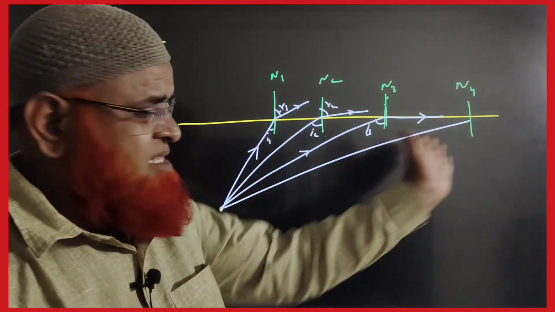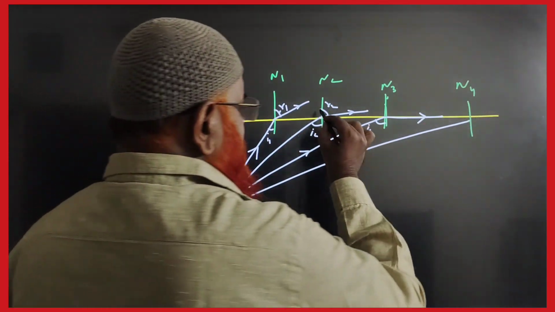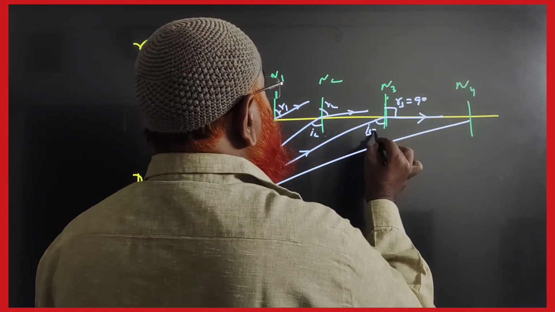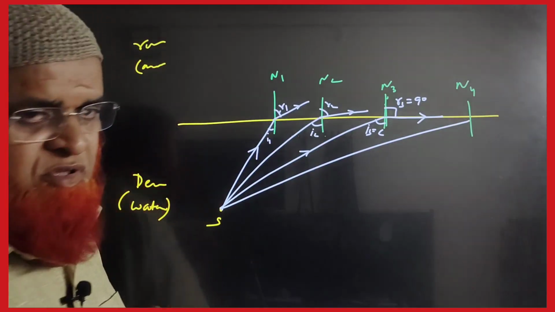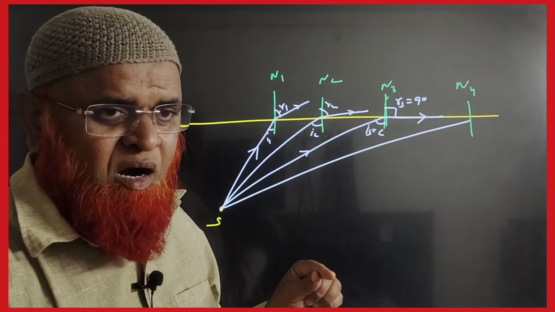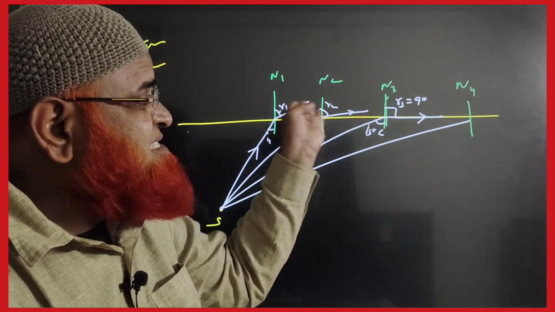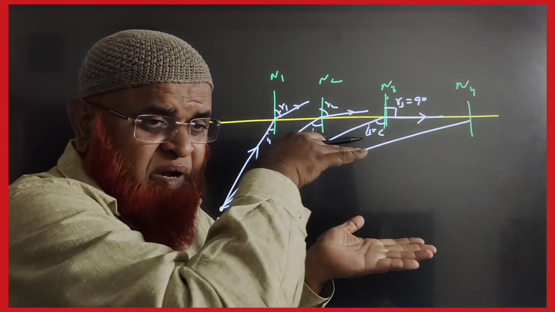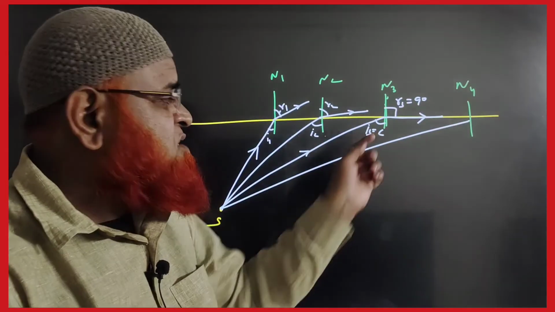When a light ray grazes, then this R2 will become R3, which is 90 degrees, and then it is called critical condition. We call it the critical angle. The critical angle is when the refracting angle is just passing through both surfaces, the medium of both surfaces, it is called the critical angle.